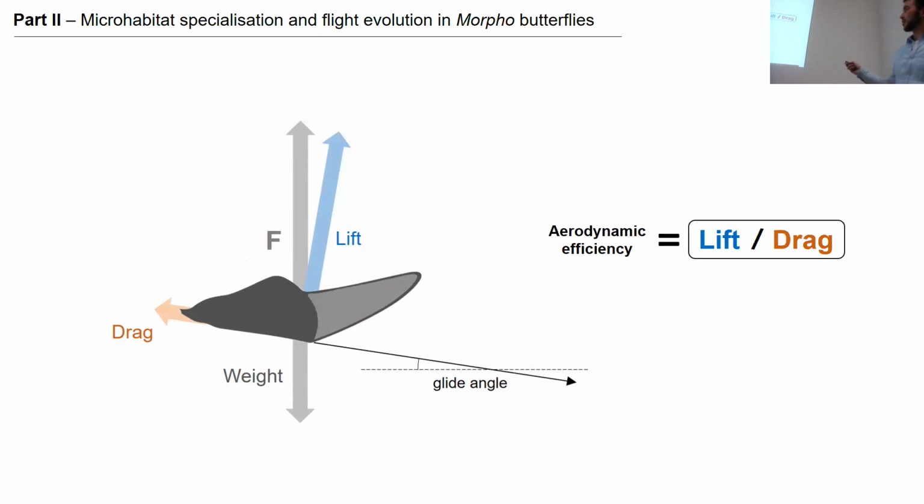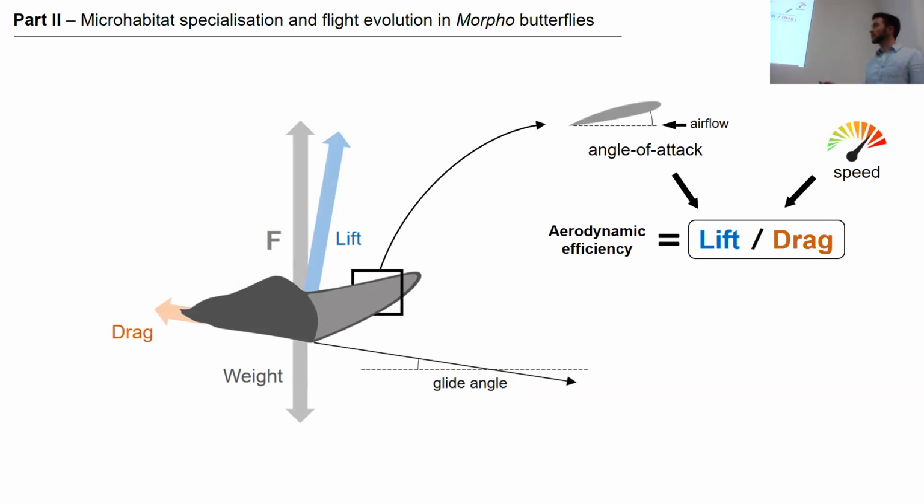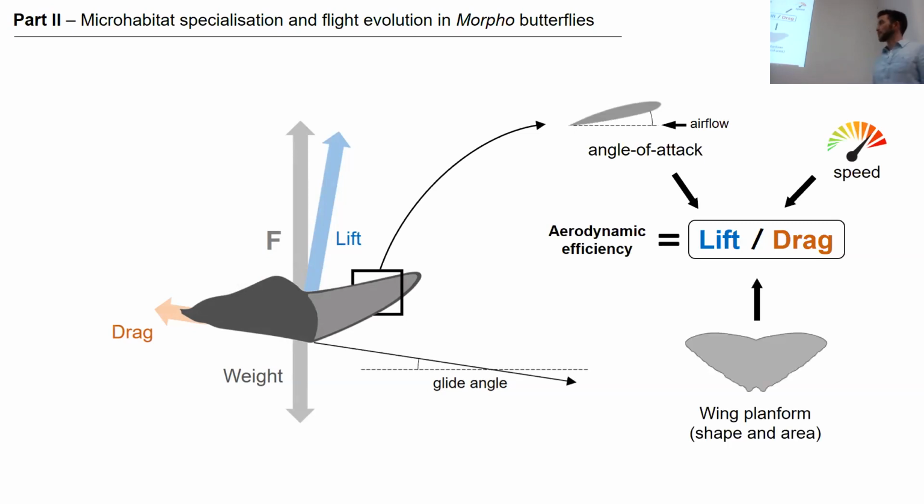And this lift-drag ratio depends on the speed of the butterfly. It also depends importantly on the position of the wings relative to the incoming airflow, what we call the angle of attack. And what interests us the most here, the wing shape.